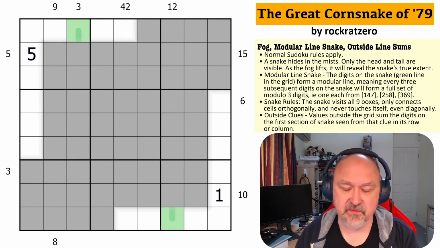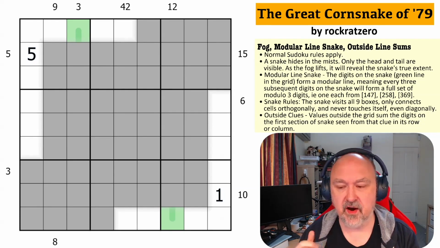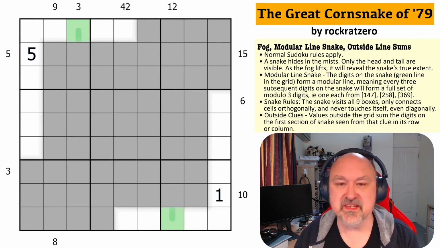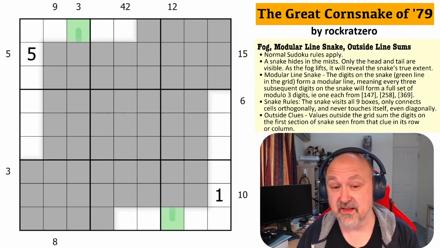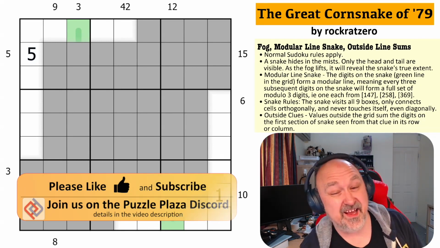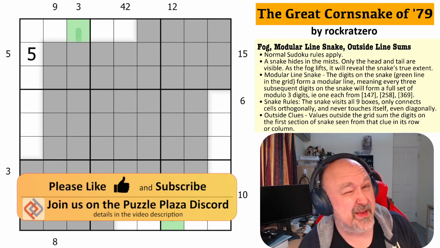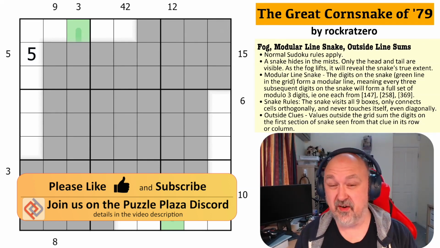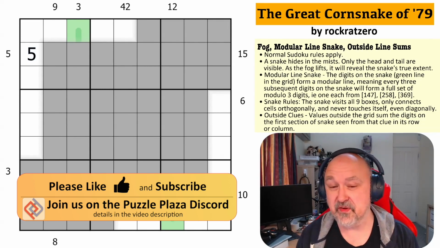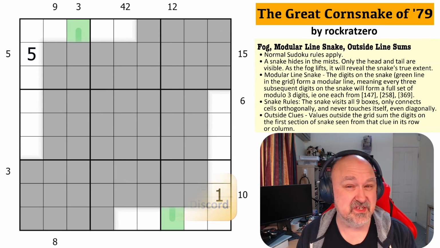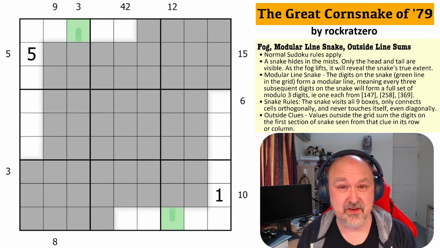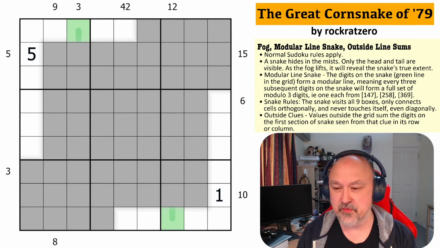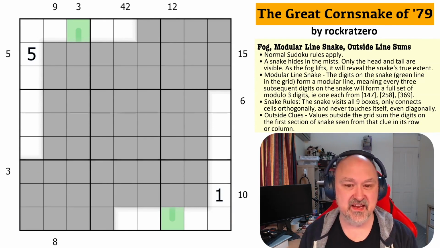This is a puzzle by rockratzero. This is a fog puzzle, which I was told would be just a bit of fun because it's kind of a 1 to 2 difficulty puzzle. And then I looked through the rules and went, I can't see how the rules on this one make it a 1 to 2 difficulty puzzle. The rules themselves kind of bump the difficulty up, because while they may be easy implementations of the rules, they're just going to make it a little bit more tricky because of the understanding of how those rules work.